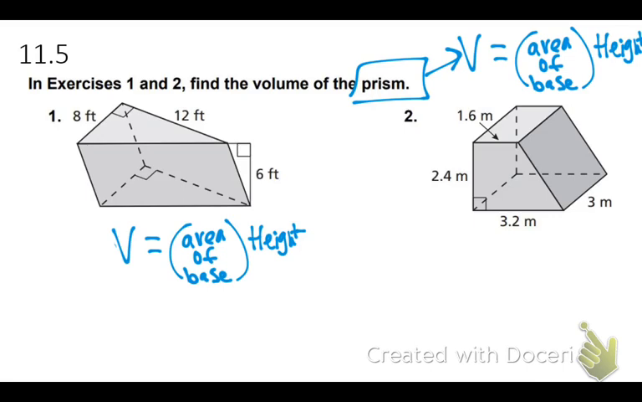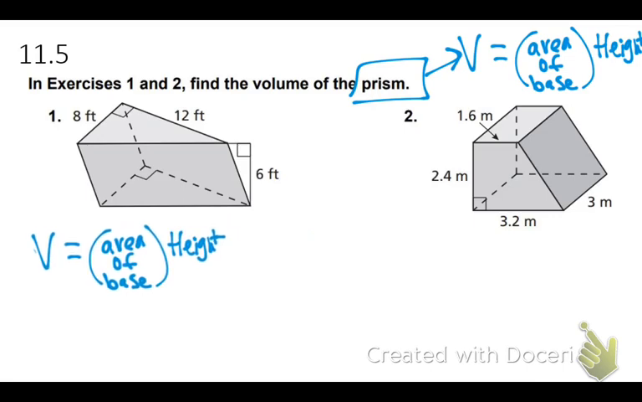So go ahead and highlight, I would at least. Go ahead and highlight the bases. You don't have to on your quiz, but it did help a lot of my other students. How do we find the area of a triangle? 1/2 base times height.